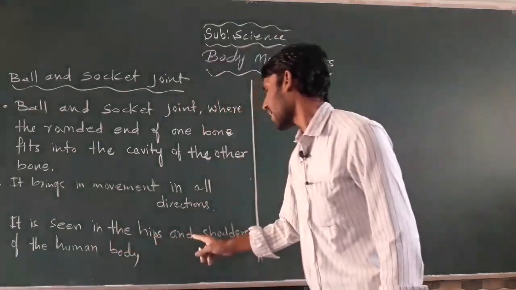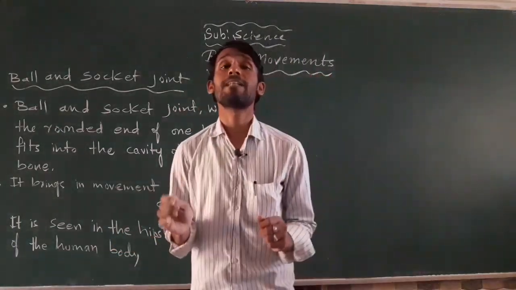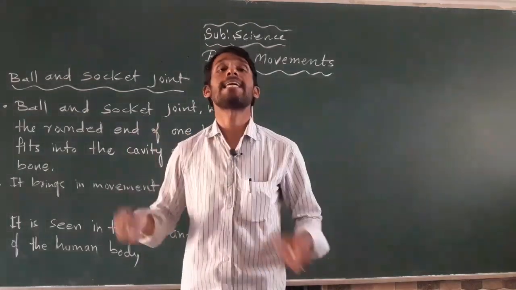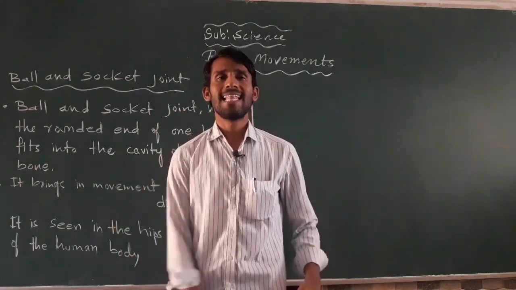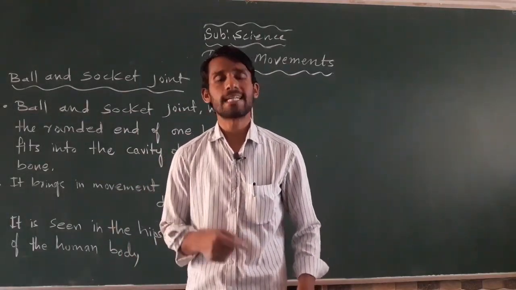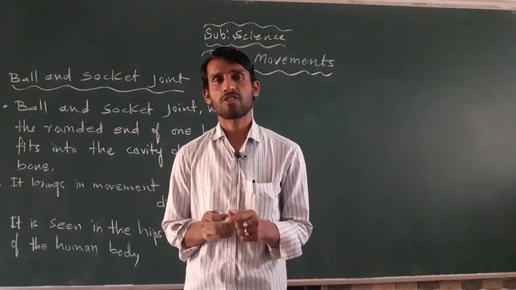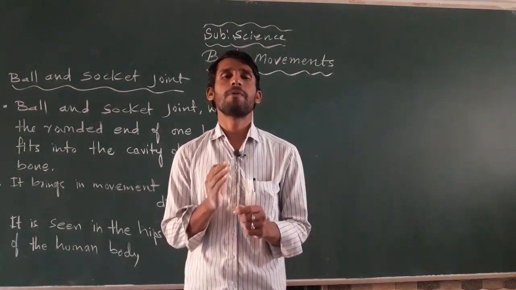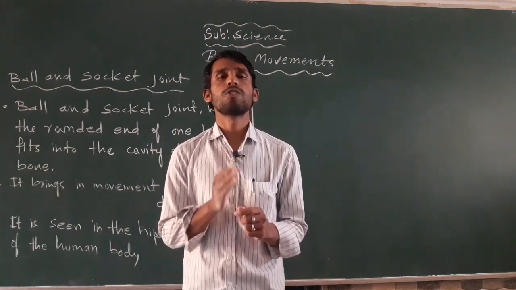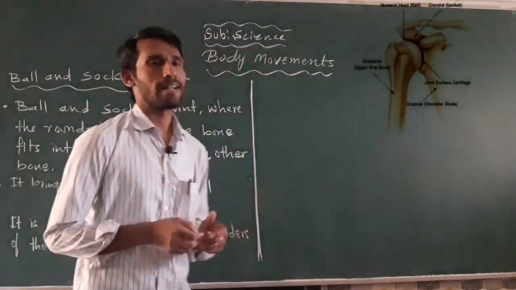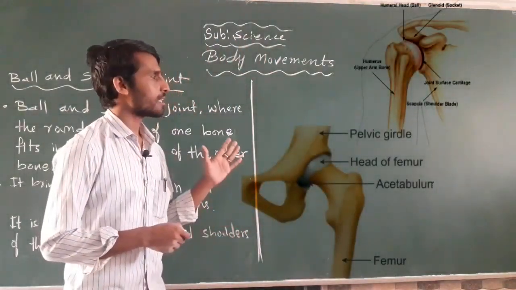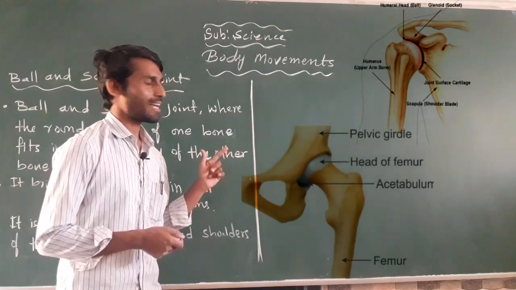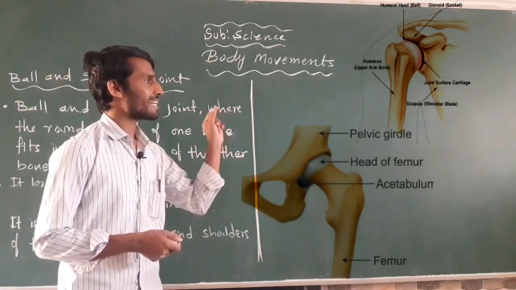Next point, it is seen in the hips and shoulders of the human body. These ball and socket joints are present in our shoulders and hips. In those places we have ball and socket joints, and where a ball and socket joint is present we are able to rotate in all directions. Dear friend, let us see these pictures. These are the ball and socket joints present in the hips and shoulders.